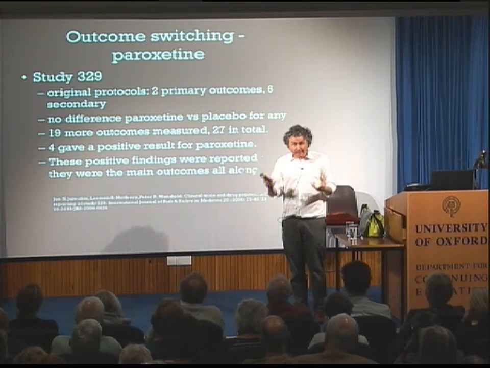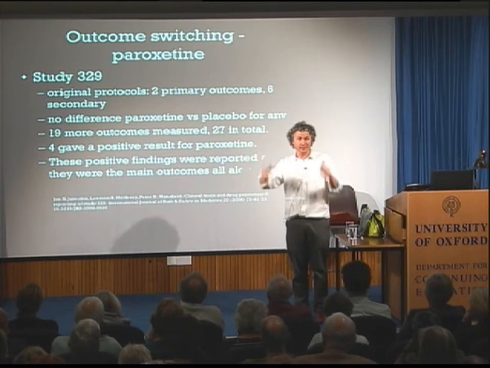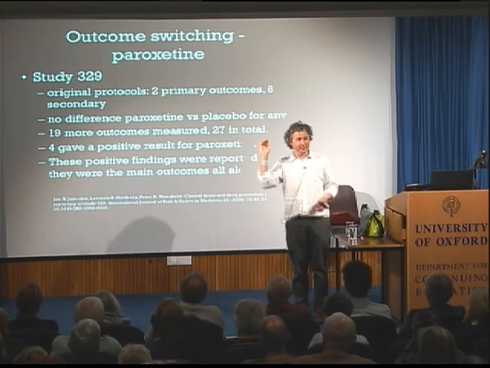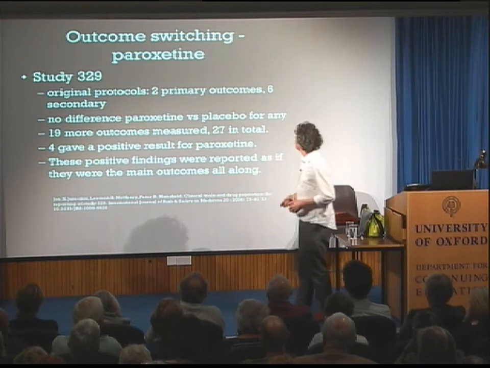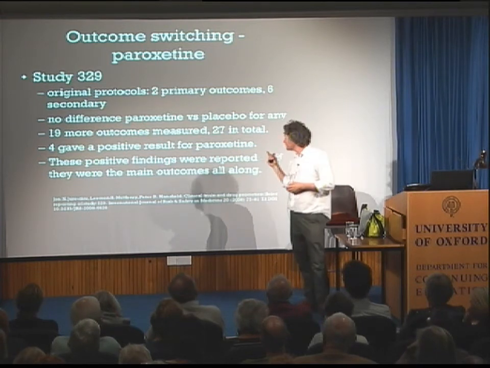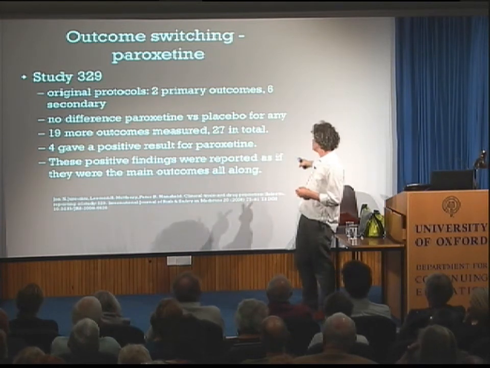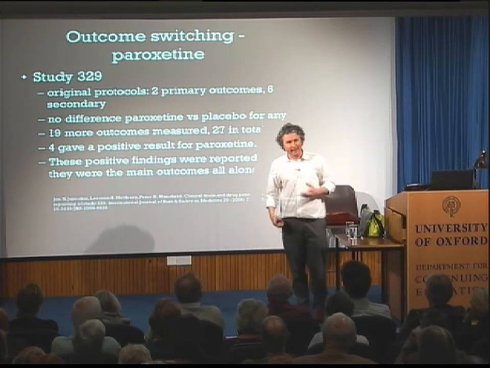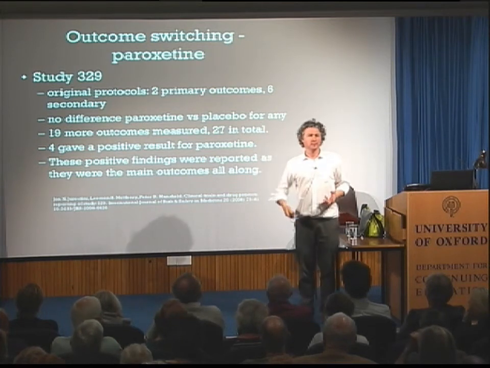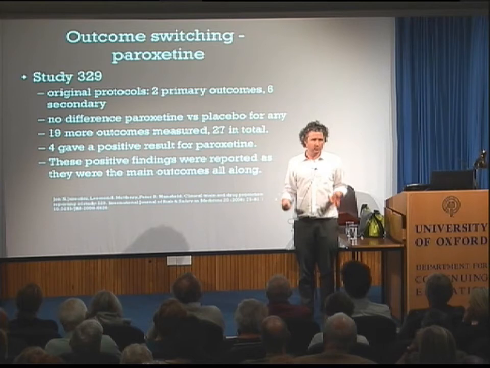So that's 27 outcomes in total, 27 cups they were allowed to look under if they wanted to try and find the balls. And 4 of those gave a positive result for paroxetine. And those positive findings were reported as if they had been the main outcomes all along. Now you can see that there is a problem with that.